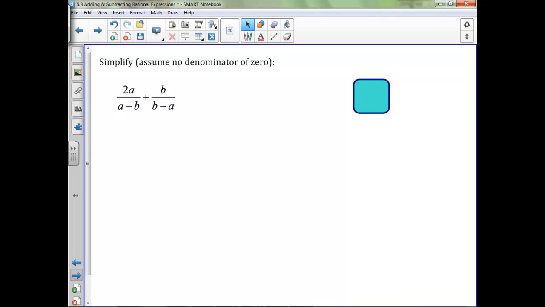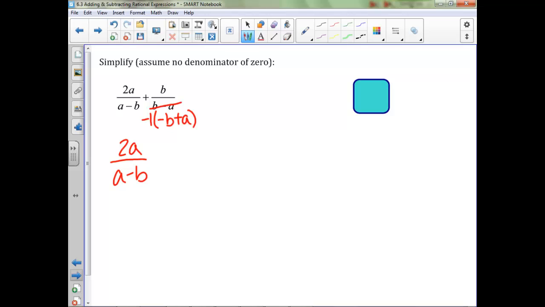Alright, now notice these don't have the exact same denominator, but notice they're only different by a negative. So let's go ahead and factor out a negative 1 from the denominator here. So we're left with negative b plus a. So we can actually rewrite this as 2a over a minus b. And then we can actually move this negative 1 up to our numerator, because negative 1 over 1 is the same thing as 1 over negative 1, which is the same thing as negative 1. Those are all the same.